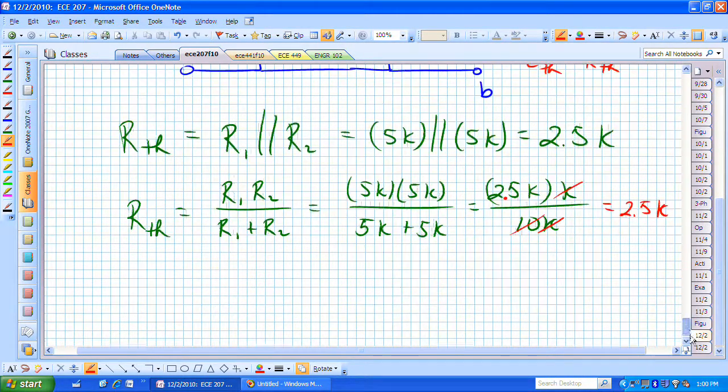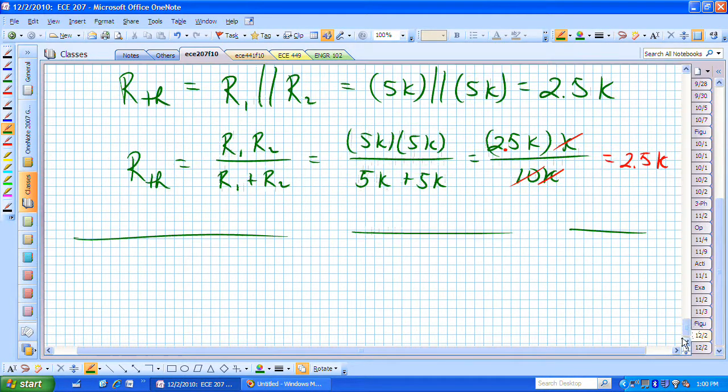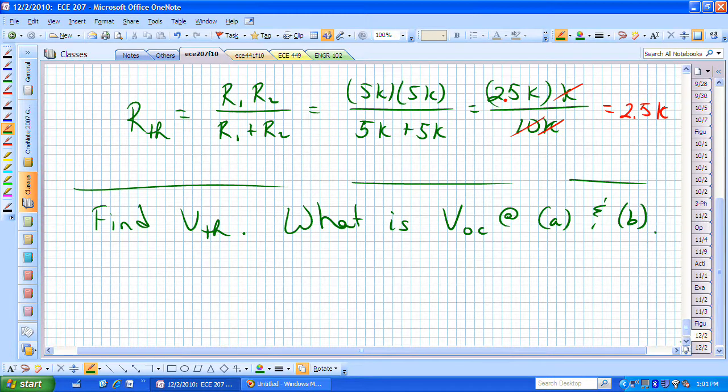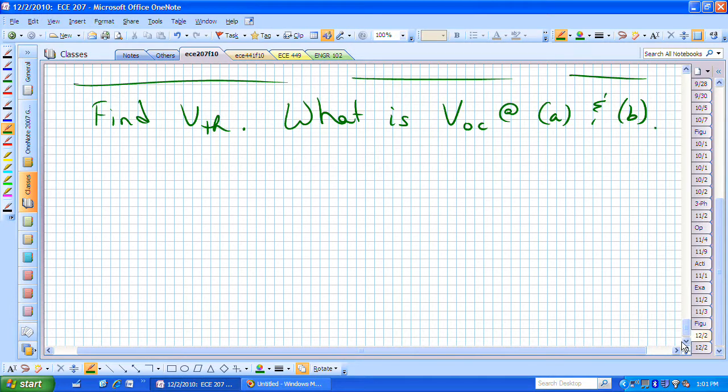We now have half of our Thevenin equivalent circuit determined. Let's look at the other half, which is to find the Thevenin voltage, V Thevenin. And if you go back to the circuit, another way of thinking of that is, what's the open circuit voltage, V open circuit, at terminals A and B? Again, we're removing the diode and we're trying to find what the open circuit voltage looks like across terminals A and B.